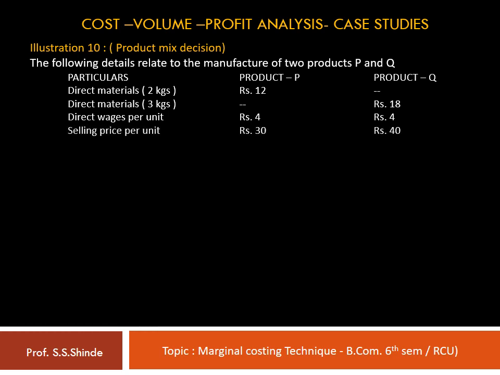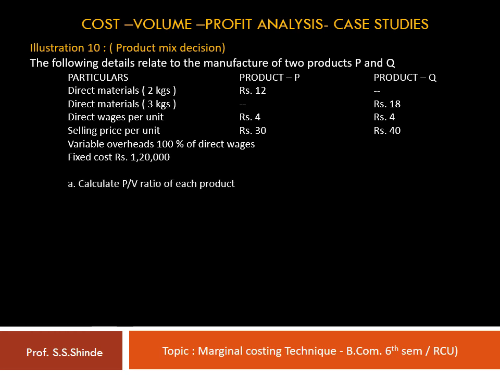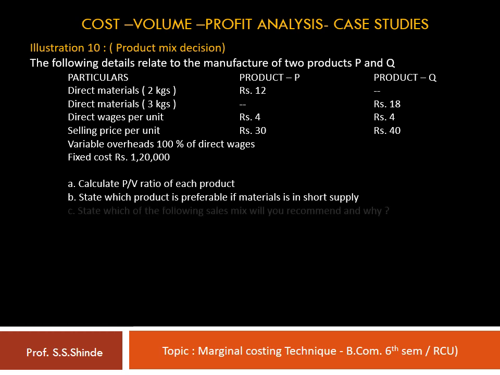Selling price per unit is rupees 30 in case of product P and rupees 40 in case of product Q. Variable overheads are to be charged at 100% of direct wages. Fixed costs are rupees 1,20,000. Now we have to: 1. Calculate the PV ratio for each product. 2. State which product is preferable if material is in short supply. 3. State which of the following sales mix you will recommend and why.